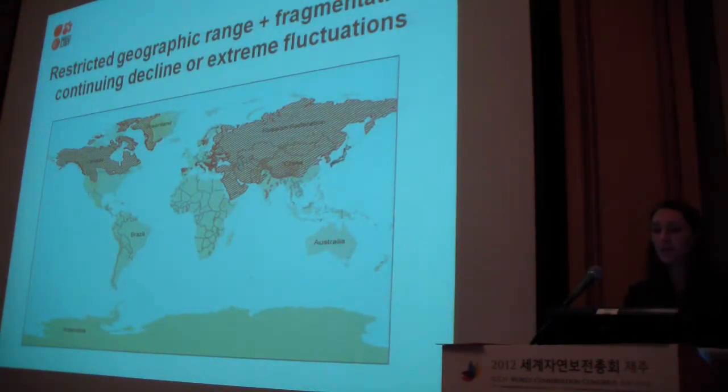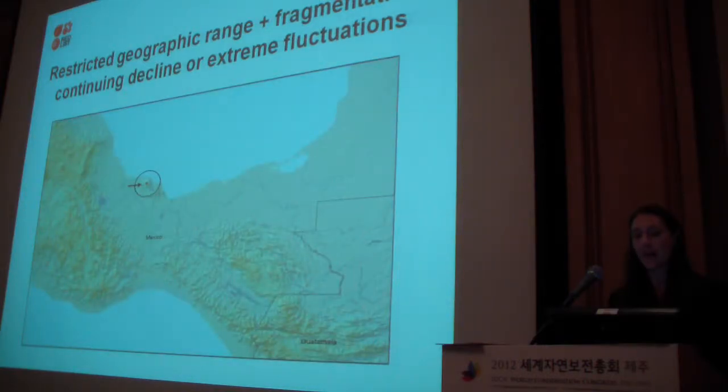So basically, criterion B has been designed to identify species that have a restricted geographic range and are also suffering severe fragmentation, continuing decline, or extreme fluctuations within that restricted range. So if you had a species like this that has a widespread distribution, this species isn't going to qualify for criterion B. We're really looking at species that have restricted distributions, and this is an extreme example of that.